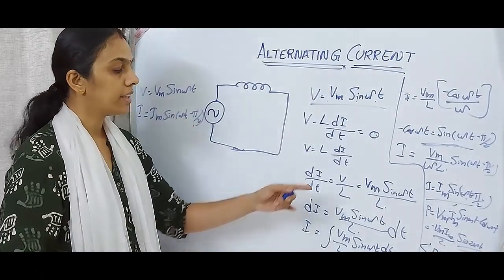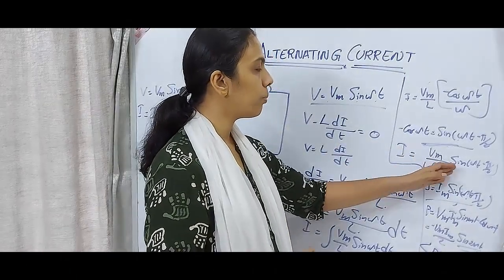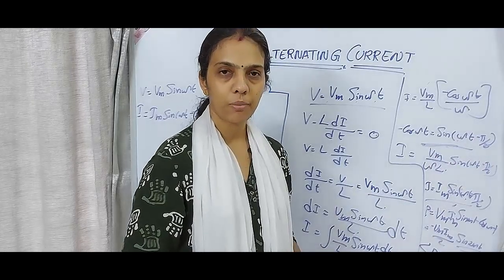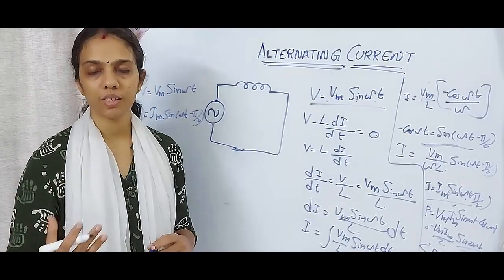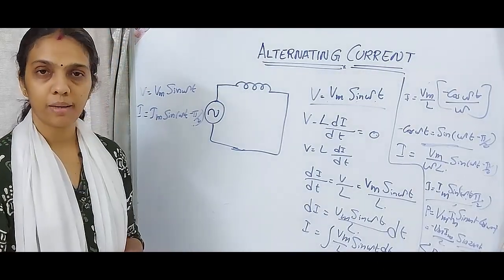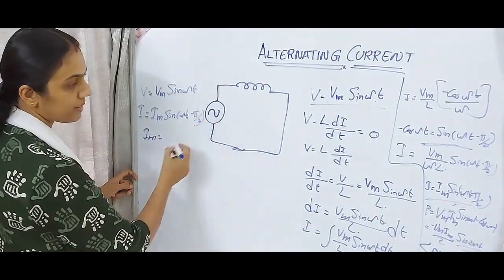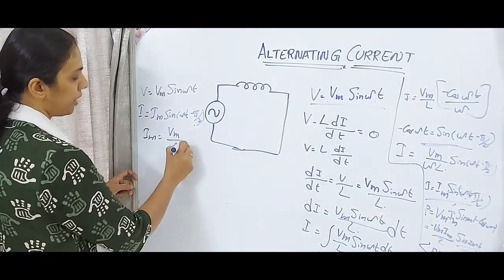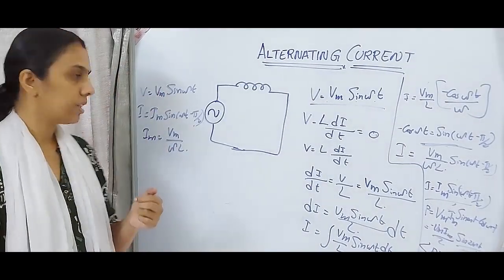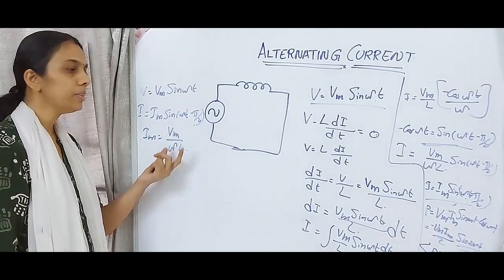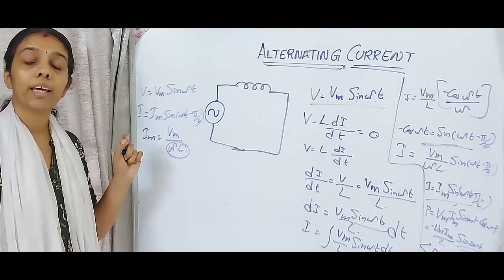Okay, average power in an inductive circuit is equal to 0, and here we are getting I equals Vm by omega L into sin(omega t minus pi by 2). In that, Vm by omega L is the maximum current flowing through the circuit. So Im, the maximum value of current, is equal to Vm divided by omega L. If we compare this with Ohm's law, I is equal to V by R, then in place of R, here we are getting omega L.